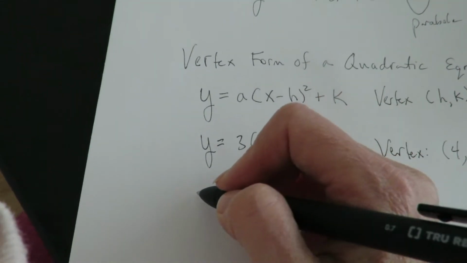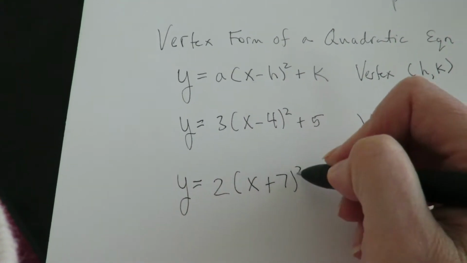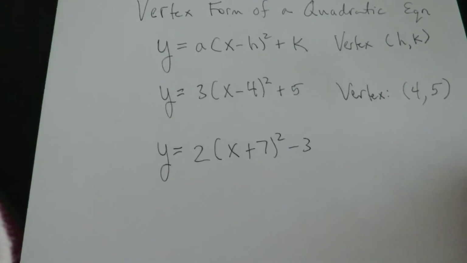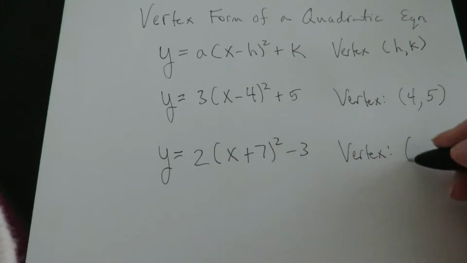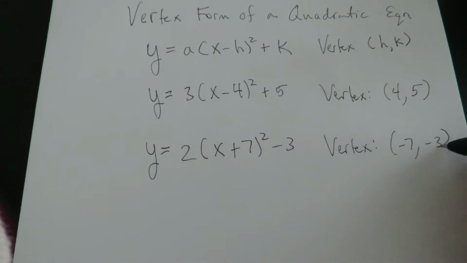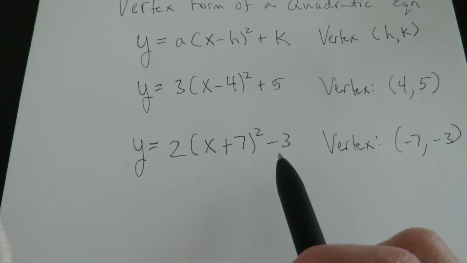Let me just do one more. The vertex of this one will be (-7, -3). So again, it's the opposite sign of the inside, same sign as the outside.